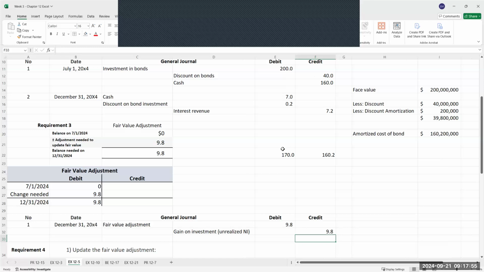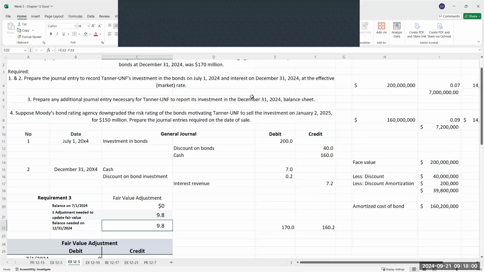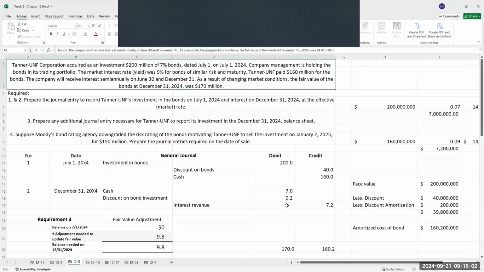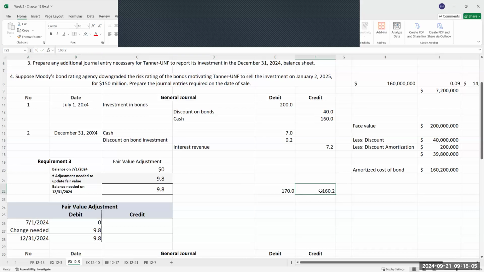So just to quickly recap, how did we determine the adjustment that is needed? It was based on the fair value, which it lets us know was 170 million. And then the amortized cost of our bonds is 160,200,000. How do we determine that? The face value and we get the net amount of the discount on bonds. Originally, we first set up the discount on bonds for 40 million, but we amortized a portion of it with our first interest payment received. So the balance in the discount on bonds investment reduced by 200,000.